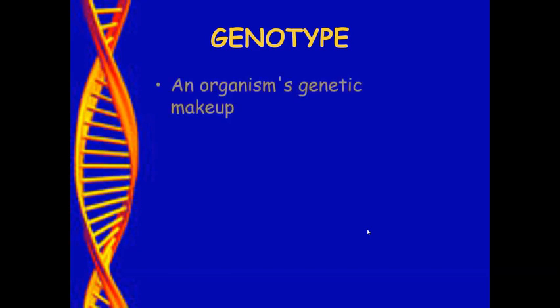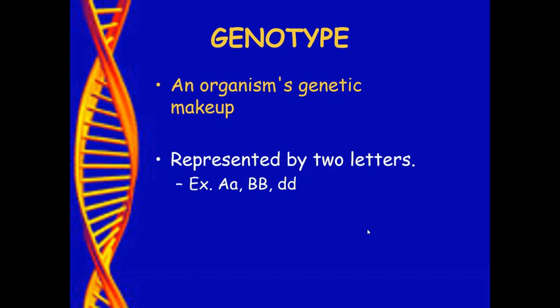Genotype is an organism's genetic makeup. So this is actually how the DNA is coded and what types of genes they have and how they interact with each other. But we typically represent the genotype by 2 letters. So in reality, a genotype is really like a long string of bases. But to simplify it, when we're analyzing these things, we represent them by 2 letters. So that it could be a capital and a lowercase, it could be 2 capitals, or it could be 2 lowercase.